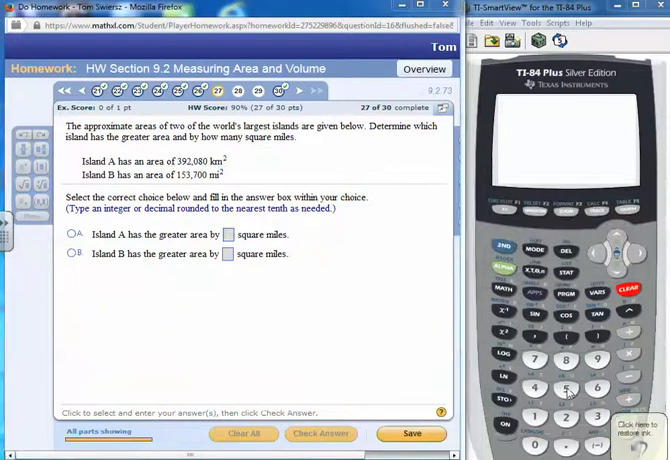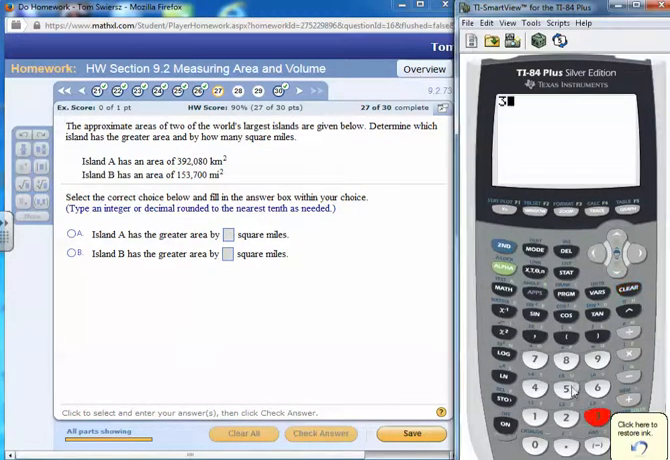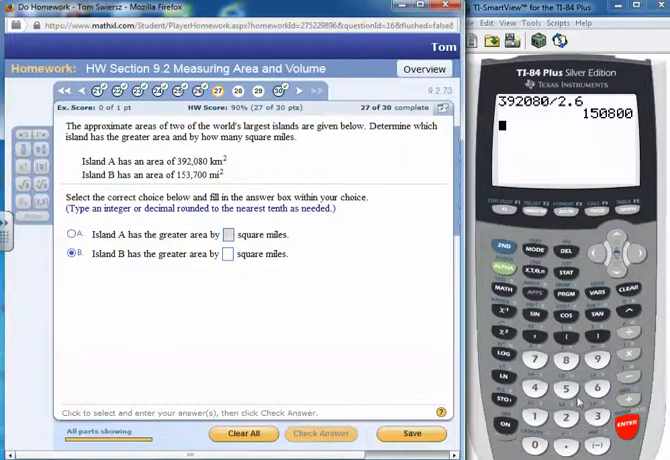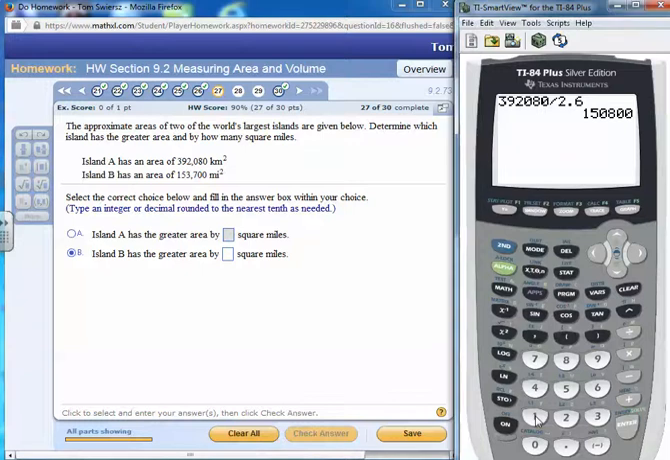So we get 392,080 divided by 2.6, and we get 150,800. Now, that's for island A, right? Island B is 153,700. So island B definitely has a greater area, and by how many is just a simple subtraction to find the difference.